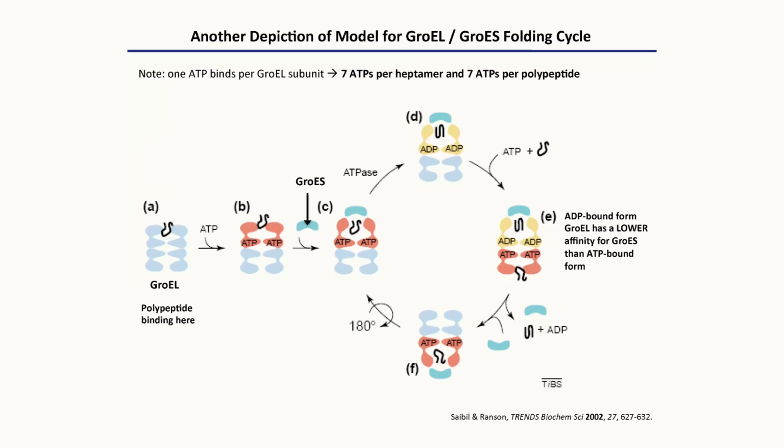And then what happens here? What we're seeing now, this bottom ring is becoming functional. ATP binds another polypeptide. And then we have release of GroES and the polypeptide from the top chamber. And then you can flip this and work around the cycle again.